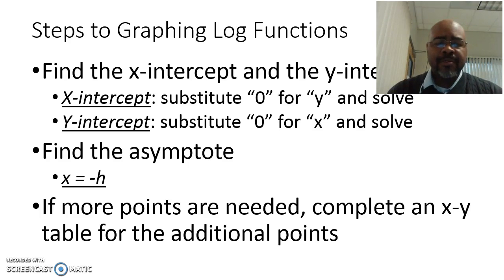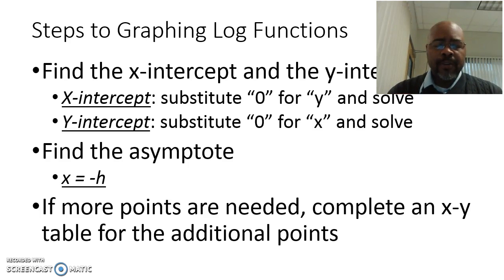So back to the steps for graphing log functions. Find your x-intercept and your y-intercept. Then you need to find your asymptote. And now remember, finding the asymptote is x equals negative h. Remember when we were doing exponentials, the asymptotes ran horizontal. Now that we're graphing logs, the asymptotes are going to go vertical. So that's a key piece to remember.